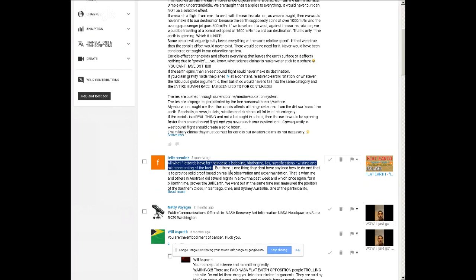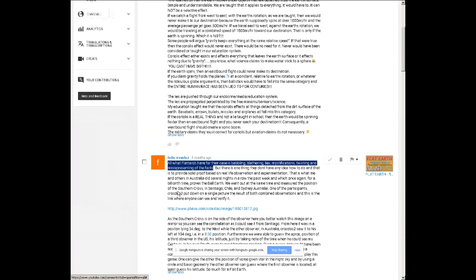Okay, so all flat-tards have to say is babbling, blathering, lies, mystifications, twisting, and misrepresenting of the facts. But there is only one thing they don't have any idea how to do, and that is to provide proof based on real-life observation and experimentation. That is what me and others in Australia did several nights in a row this past week, and which once again, for a billionth time, proves the ball Earth. We went out at the same time and measured the position of the Southern Cross in Santiago, Chile, and Sydney, Australia. Wait a minute, at the same time?